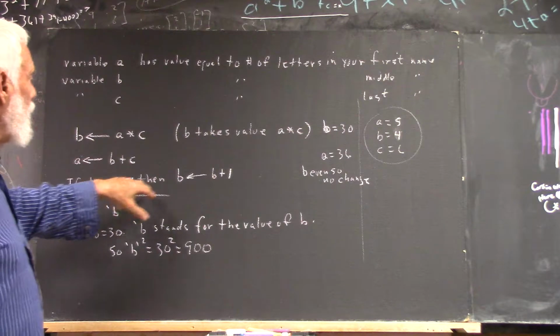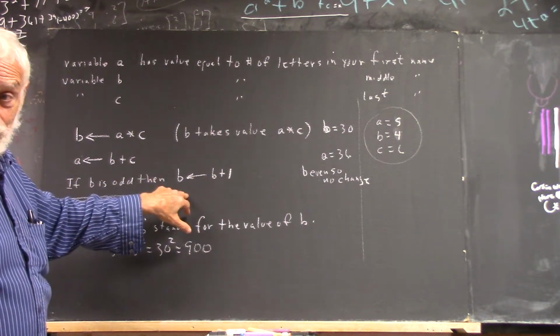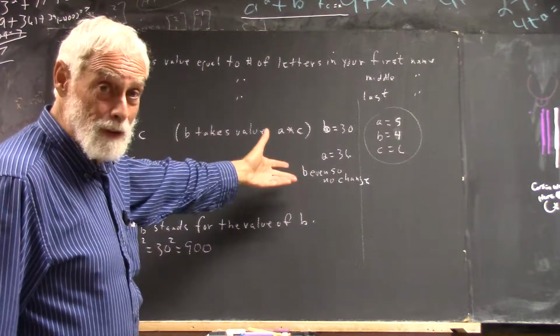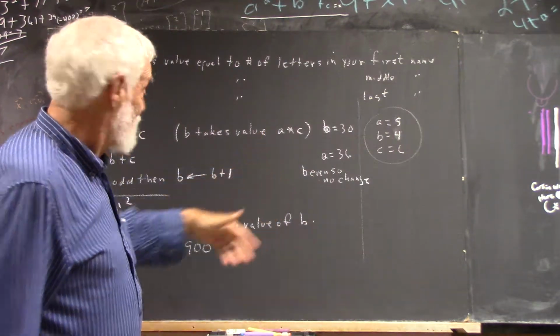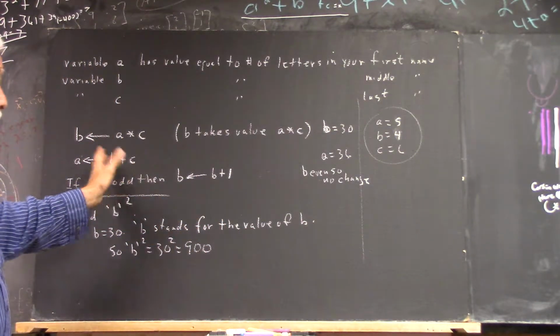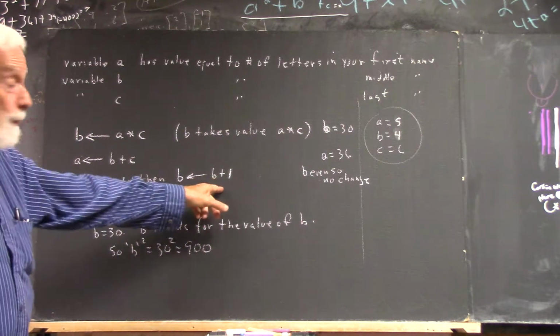It says if B is odd, then we assign the value of B plus 1 to B. Okay? But B is even. It's not odd. So we don't do anything. We stop right there. B is not odd. We don't care what happens. Okay? If B was odd, this would make it even, wouldn't it?